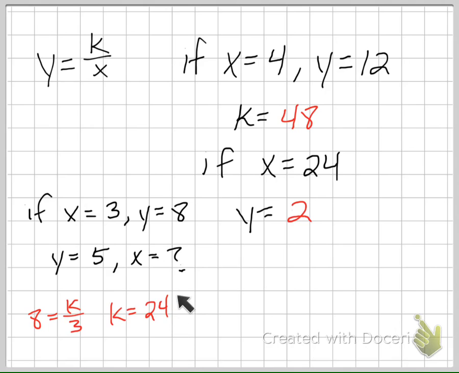So if k is 24, now I can use this value with this k value to find the x. So I have 5 equals 24 over x. Okay, so I used these two values at this point to find k, and then I use k with this value to find the other value. And when I solve for x here, I get that x is 24 fifths, or 24 over 5, or 4 4/5, or 4.8. Okay, this is how you would do an inverse variation equation.